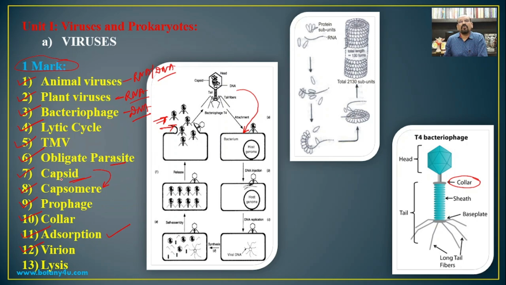Virion is a structure which contains the nucleic acid, either DNA or RNA, and the protein, which shows its virulent nature, meaning it is able to infect some other organism, and such viruses are known as virions. Again, lysis is the process in which the T4 bacteriophages digest the bacterial cell to release the assembly outside the host cell.